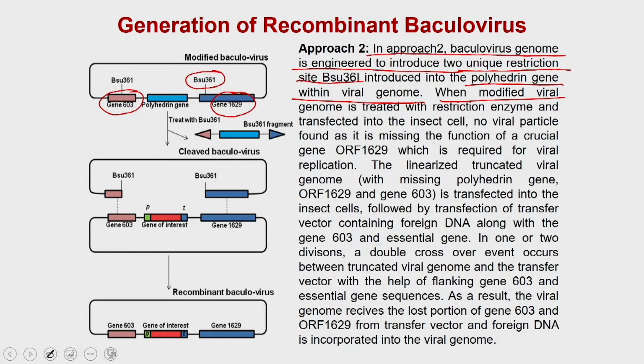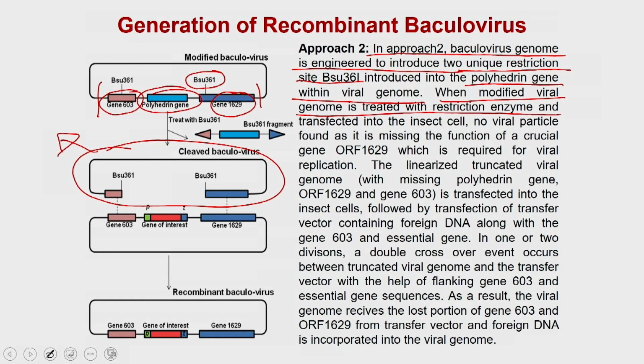When the modified viral genome is treated with the restriction enzyme, so if you take this modified baculovirus and treat it with BSU 361, it is going to be cleaved from here, and as a result you are going to remove the complete cassette of the polyhedrin gene. So, you are going to lose this particular fragment. If you transform the cleaved genome, you are not going to get any viruses, because you are missing the crucial function of the gene 1629, which is required for viral replication.